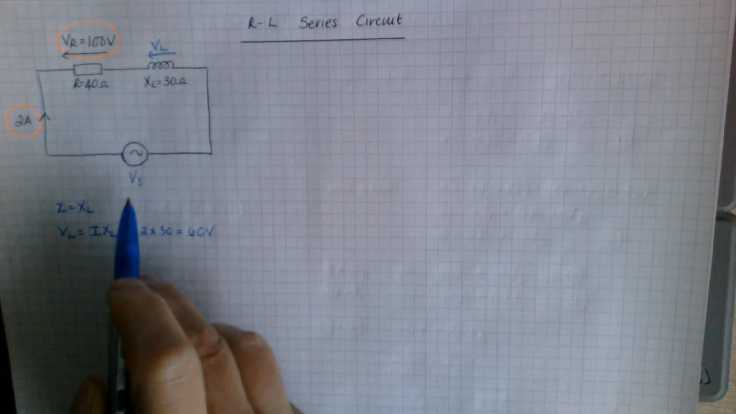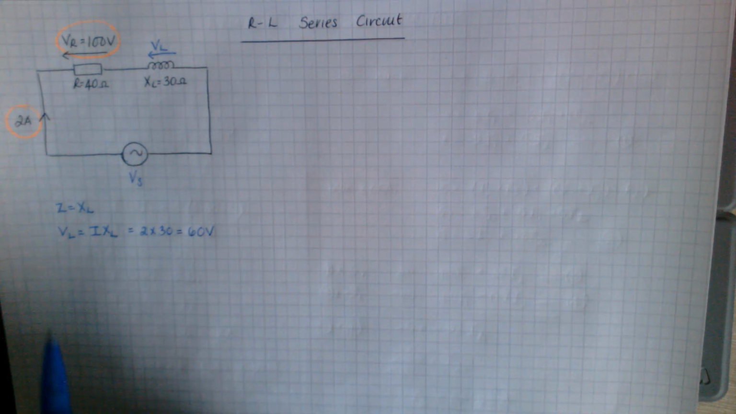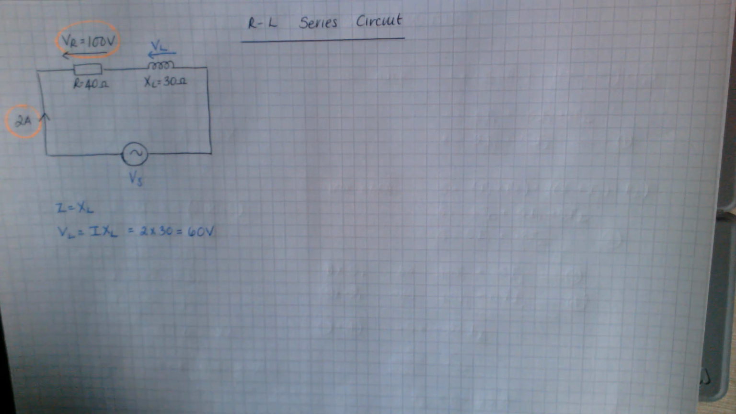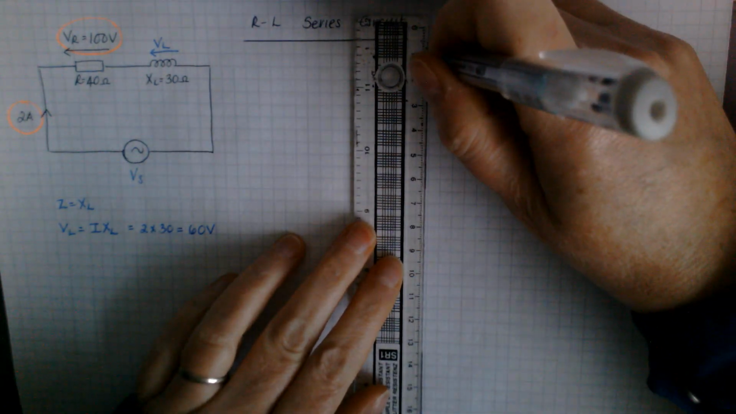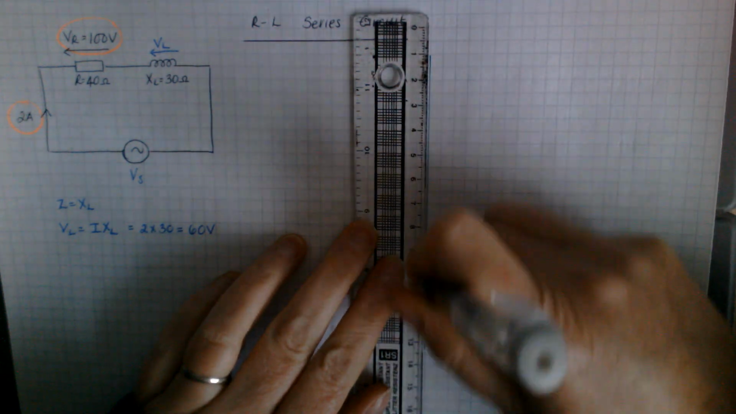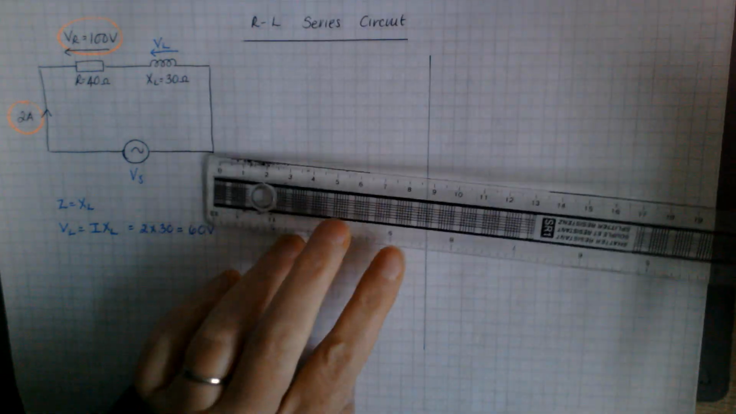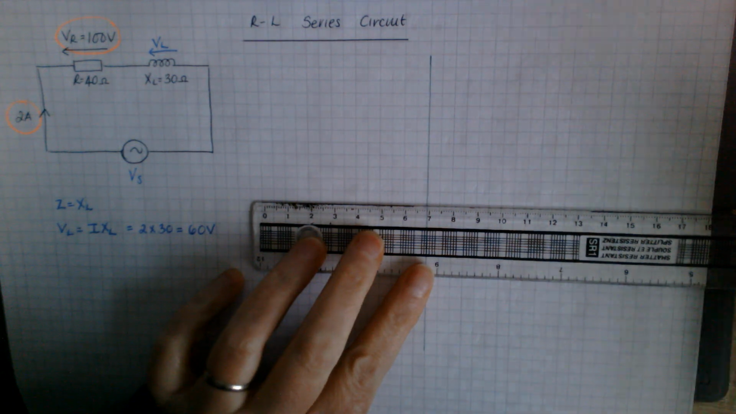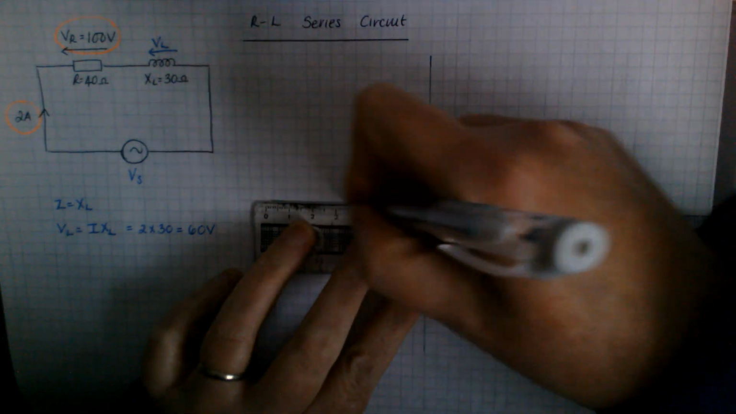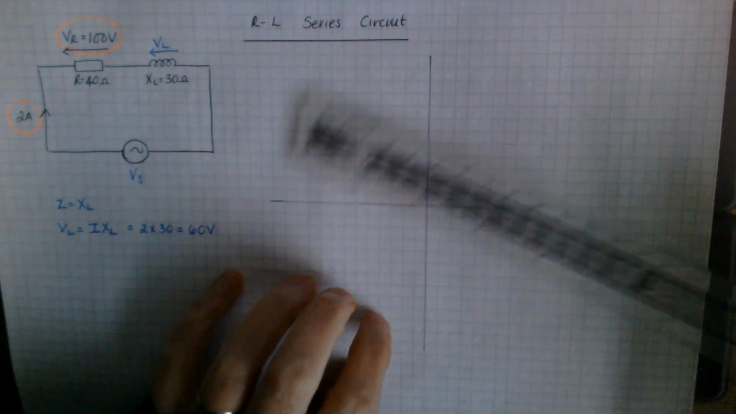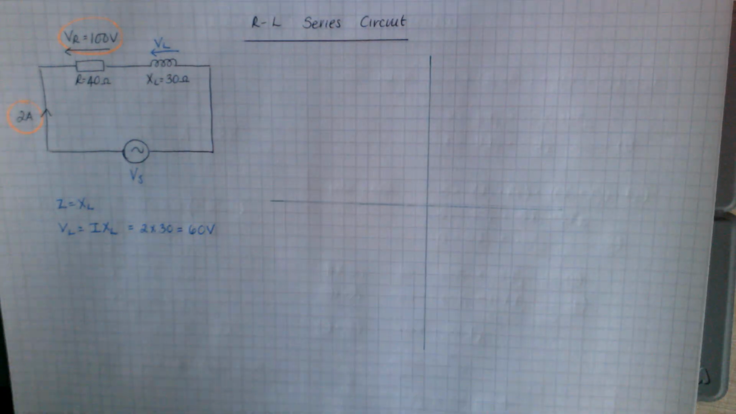Now you also know that VS will be the phasor addition of that. Let me show you what I mean. So the phasor addition you're going to do on a phasor diagram. So let's start sketching out our phasor diagram. Draw it quite big. And I know that the directions that I draw my phasors in is standard. So it doesn't change from one phasor diagram to the next.